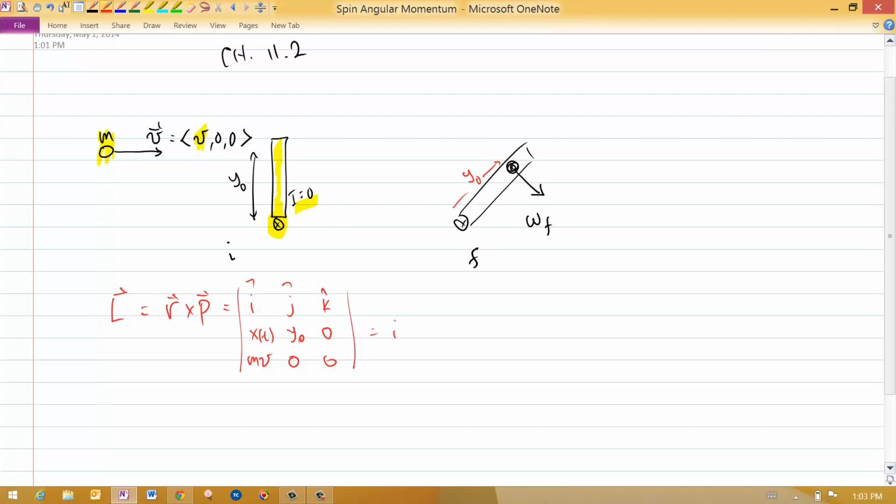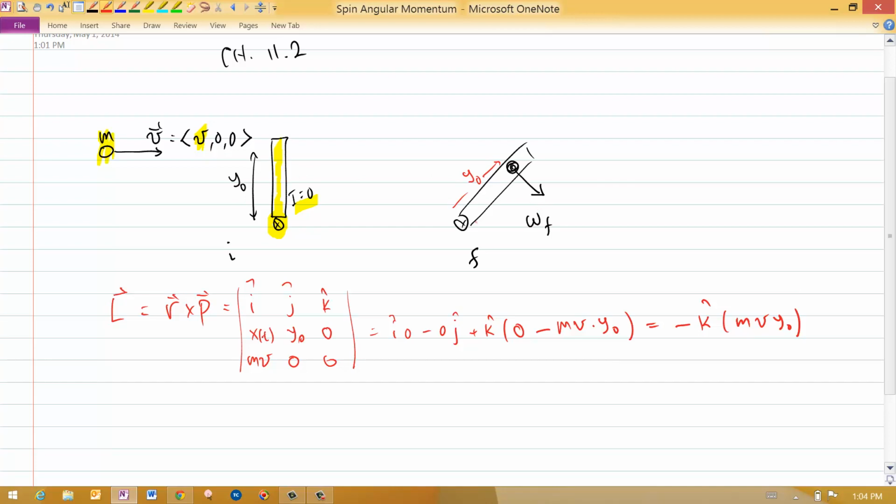As usual, I'm going to get 0 for the x direction and 0 for the y direction. It is the z direction that's interesting. So I've got k hat times x times 0, which is 0, minus mv times y0. And that is what the initial angular momentum is. It is negative k hat m v y0. So that is the initial orbital angular momentum of the system.